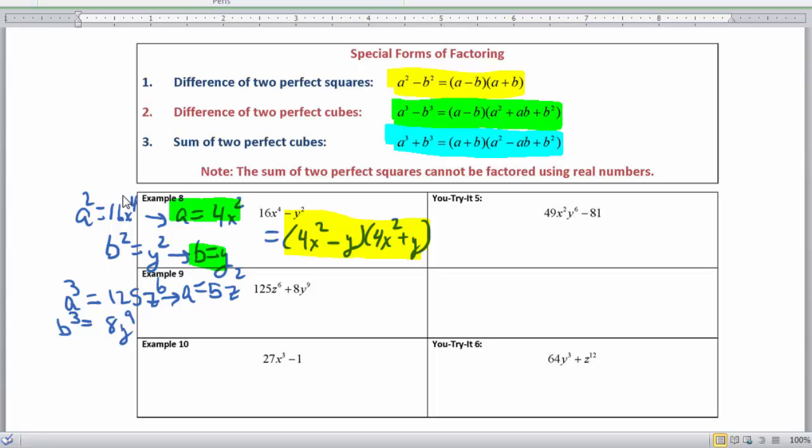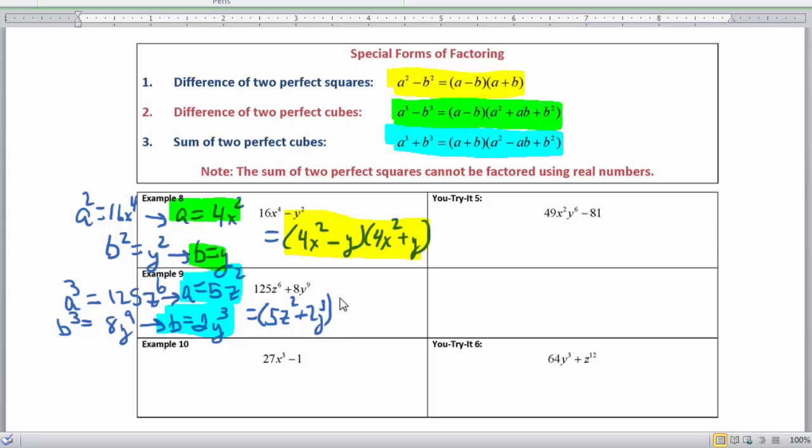So a is 5z squared, and then this one here, b, the cube root of 8 is 2, the cube root of y to the 9th, again, y to the 9 divided by 3, so it's y to the 3rd. So a is 5z squared, b is 2y cubed, and now again, just plug it into the form. The form says a plus b, right? So a plus b would be 5z squared plus 2y cubed.